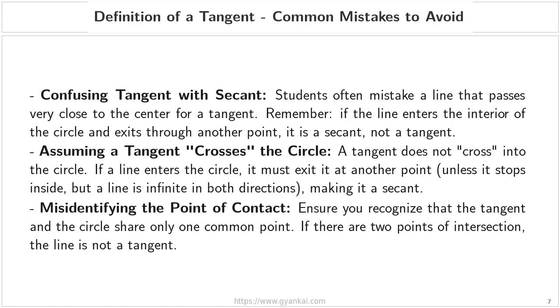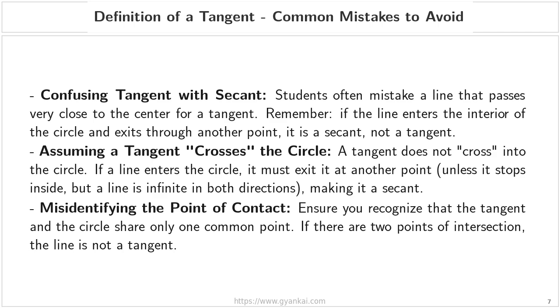Finally, be careful not to misidentify the point of contact. Always verify the number of shared points. To be a true tangent, the tangent and the circle must share exactly one common point. If you count 2 points of intersection, you are no longer looking at a tangent.